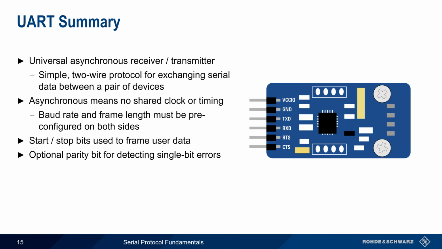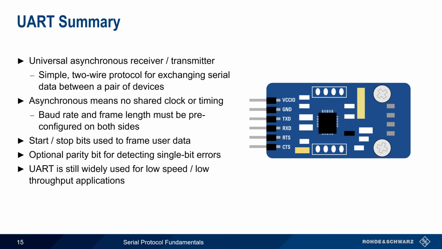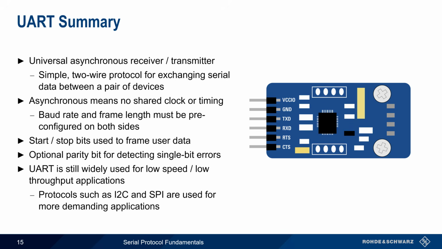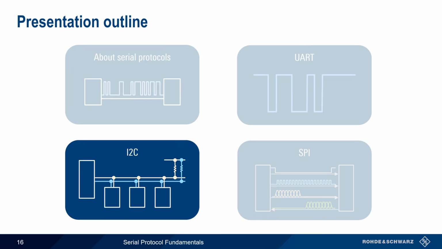Although UART is a relatively old protocol, it's still widely used for low-speed, low-throughput applications, although more modern protocols such as I2C and SPI are now commonly used for more demanding applications. Therefore, let's move on and look at these two newer serial protocols, beginning with I2C.